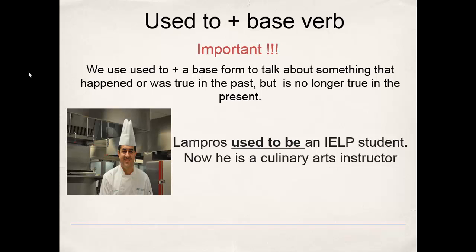So Lampros was a student in the past, and it wasn't just for one day or a quick instance, but over a period of time, right? That's why we use used to. And so now he's a culinary arts instructor. So that has changed. It's no longer true.